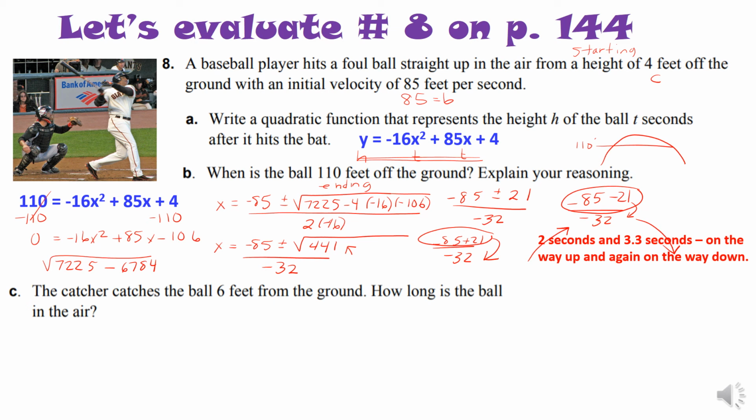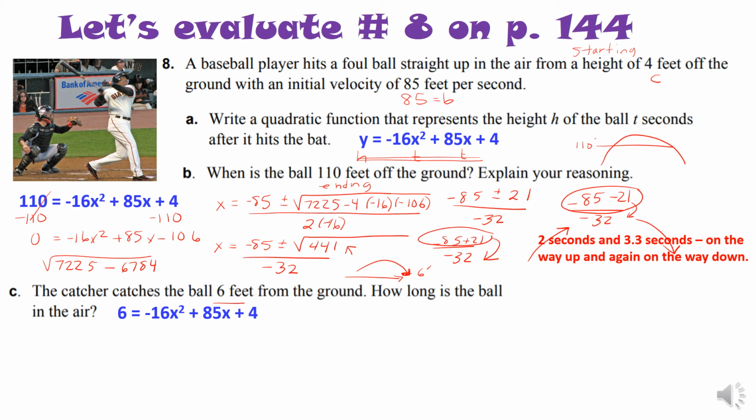All right, then they're going to ask you to solve for when the catcher catches the ball 6 feet from the ground. So how long is the ball in the air? So again, they're saying that it gets hit and it's going to land in the catcher's mitt right here at 6 feet. So we want to know how long is the ball in the air? So now we're looking for the time.